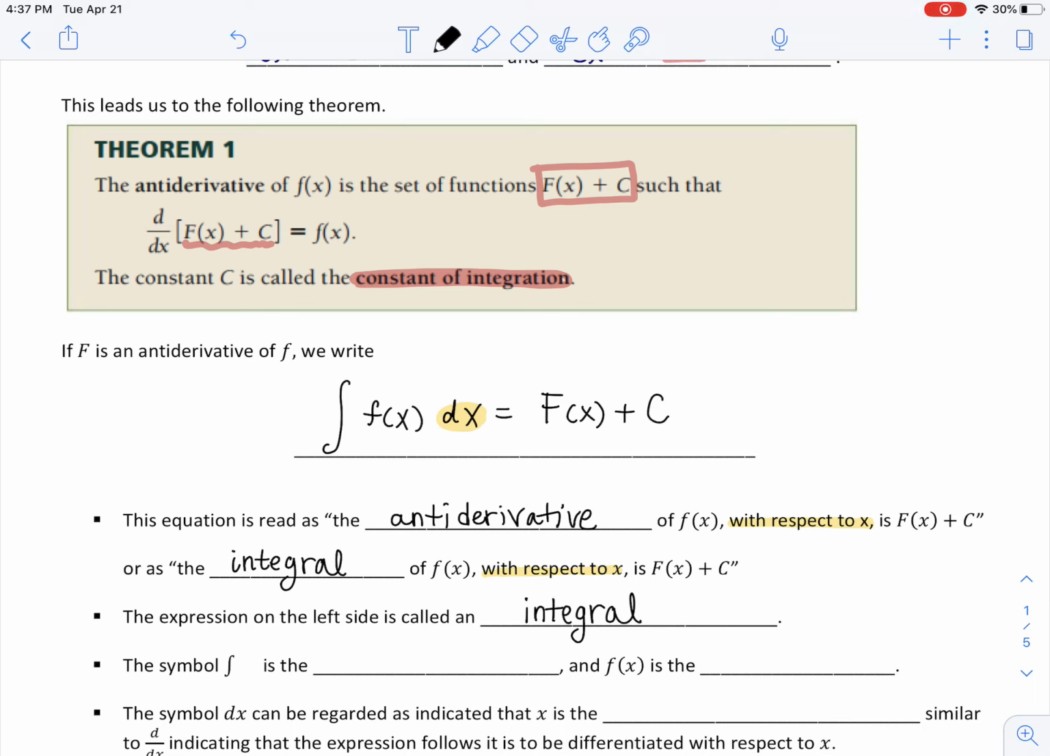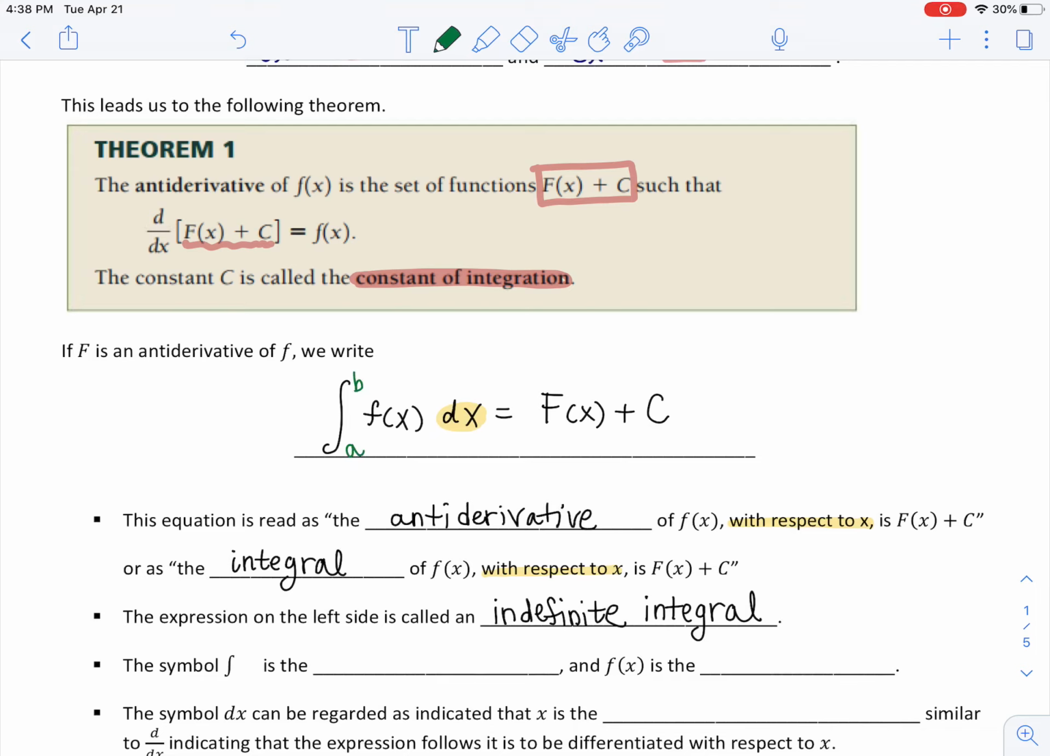All right, go away. The expression on the left side is called an integral. Whoopsie, not with the highlighter. Integral. And I think I should be a little more careful over here. Let me go ahead and add one more description in front of this integral. Call this for me, please.